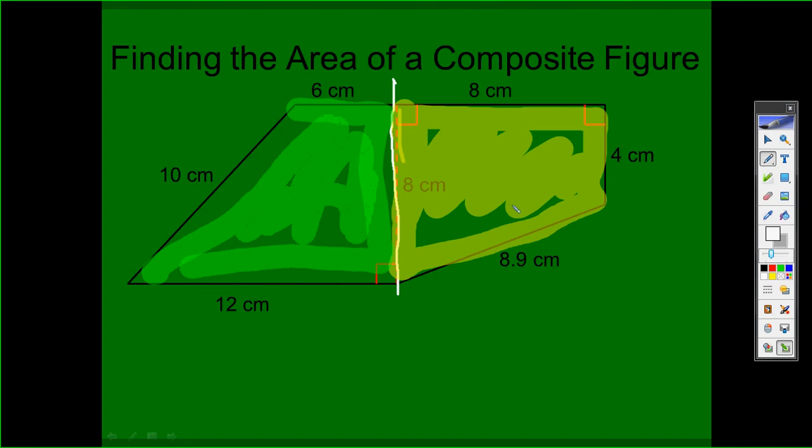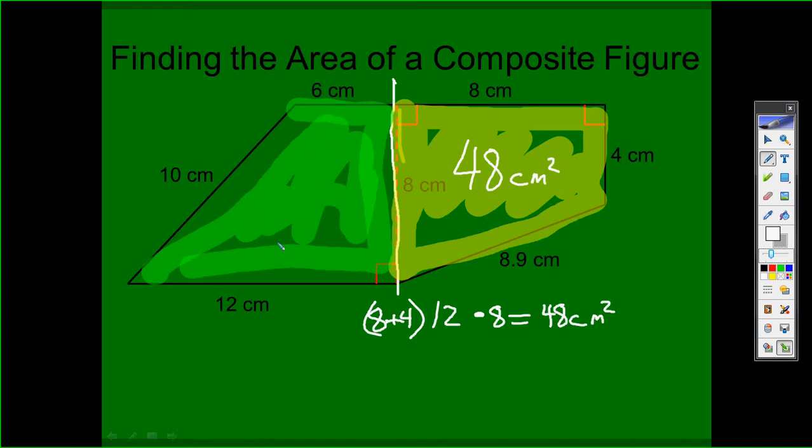If I look at my yellow figure, my bases, or my two sides that are parallel, are 8 and 4. So 8 plus 4 divided by 2, 12 divided by 2. And my height is perpendicular, so perpendicular to my parallel sides would be 8. So 8 plus 4 is 12, divided by 2 is 6, times my height of 8 equals 48. So the area of this trapezoid would be 48 centimeters squared.